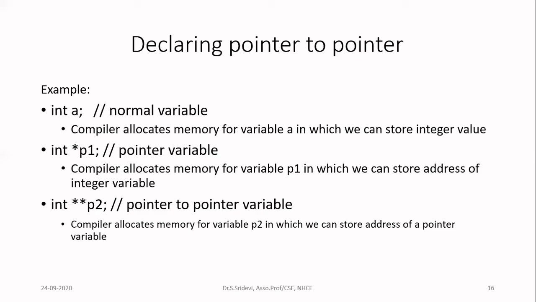Now again, the compiler will allocate 8 memory locations for this variable p2, and in those memory locations you can store an address, but what address? The address of another pointer variable. If you write a single star, you can store the address of a data variable, but if you write a double star, you can store the address of another pointer variable only. You can't store the address of another data variable. It is a pointer variable. So that is the meaning of double star.